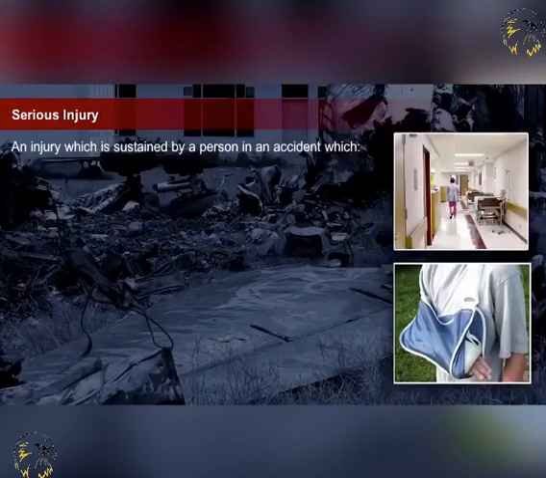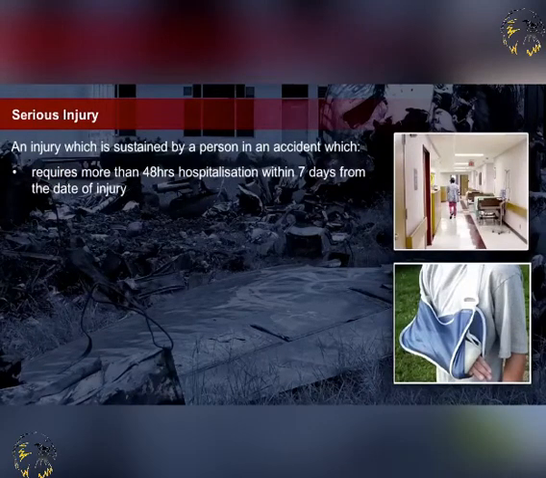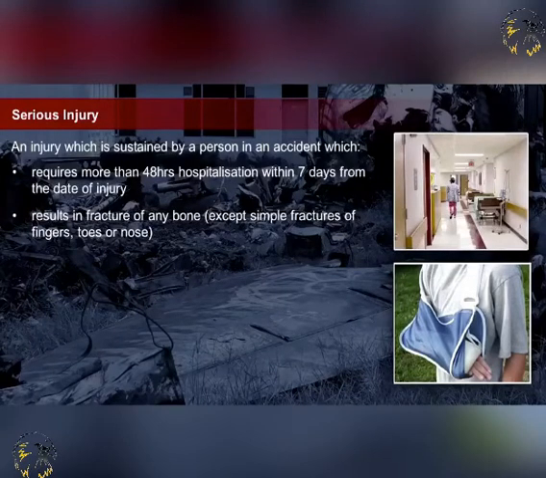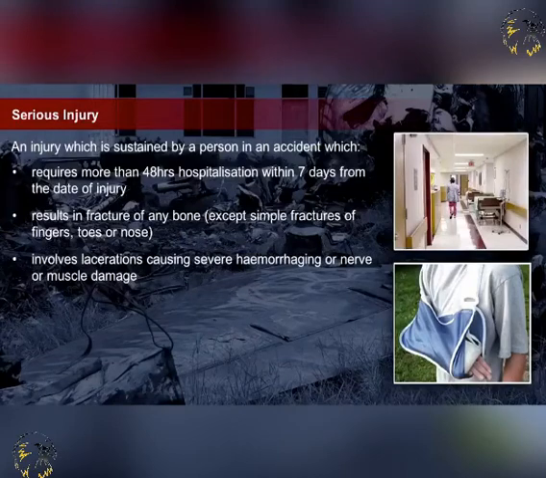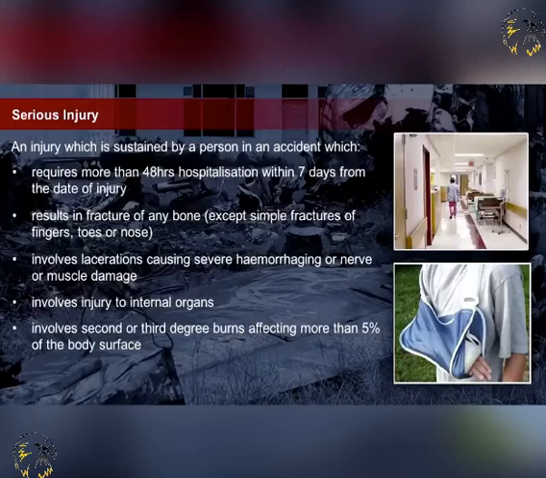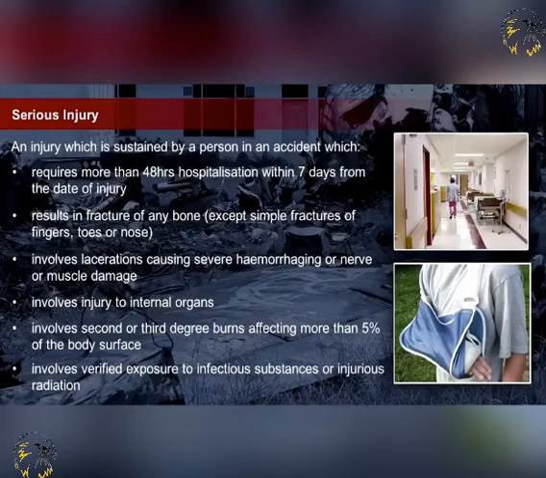A serious injury is an injury sustained by a person in an accident which requires more than 48-hour hospitalization within 7 days from the date of injury, results in fracture of any bone, involves lacerations causing severe hemorrhaging or nerve or muscle damage, involves injury to internal organs, involves second or third degree burns affecting more than 5% of the body surface, involves verified exposure to infectious substances or injurious radiation.